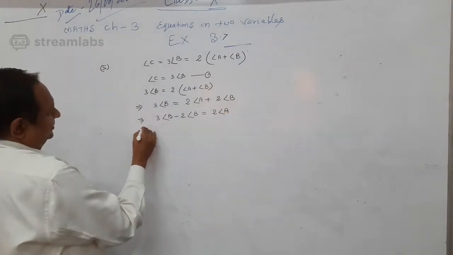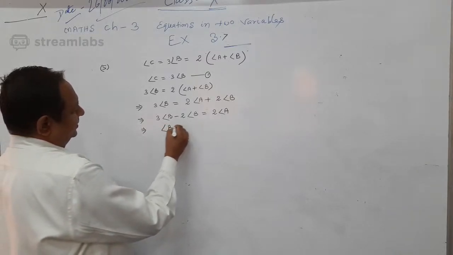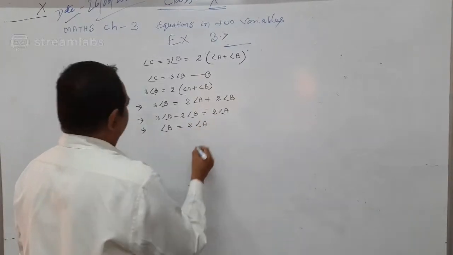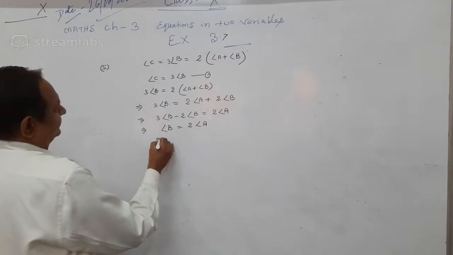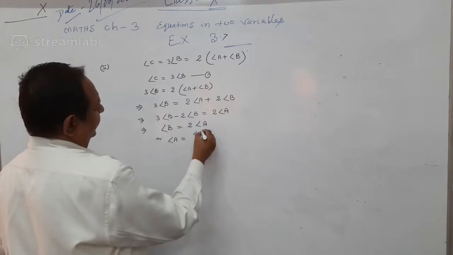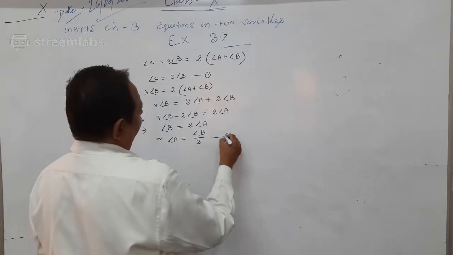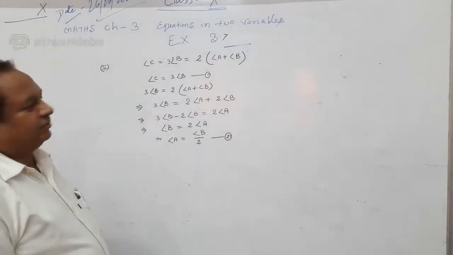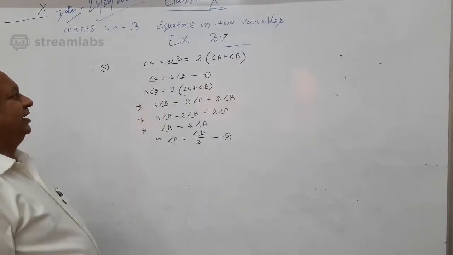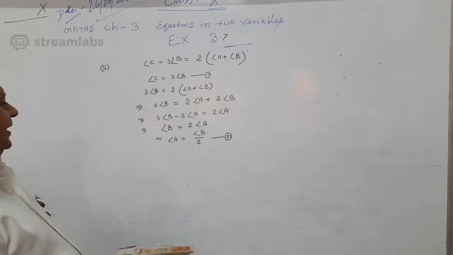This implies that angle B is equal to 2 angle A, or angle A can be written as angle B by 2. Say equation number 2. In equation 1, we have got the relation between angle C and angle B. In equation 2, we have got the relation between angle A and angle B.